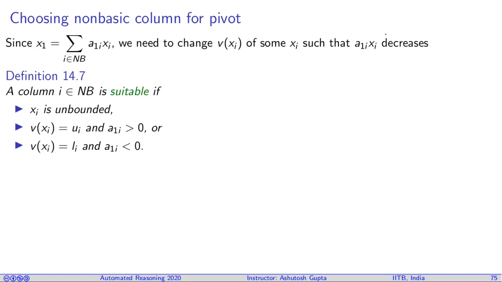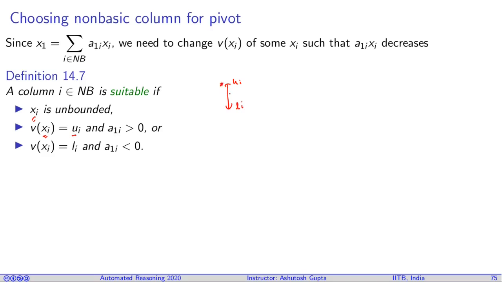So we say an index i among the non-basic variables is suitable if xi is unbounded. If there is no bound on xi, then you can change xi whichever way you want, and it's fine. It's a suitable choice. On the other hand, suppose the current value of xi is at its upper bound. Let's say xi has some range, from li to ui, and this xi is currently sitting at the upper bound.